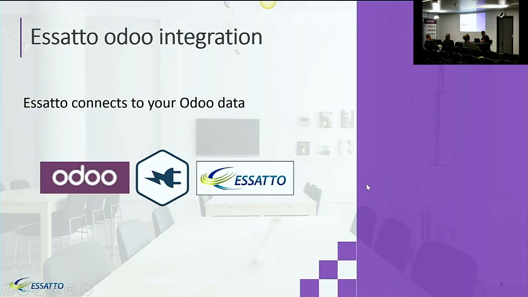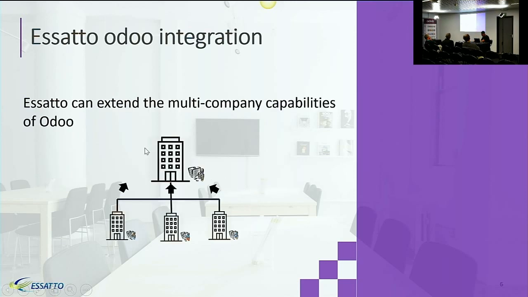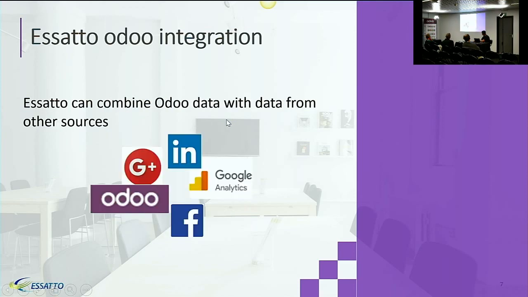So we have a pre-built connector to Odoo, and we've also pre-built all the structures that support the reporting into a BI tool like Power BI, for example, or the tools that come with Essatto. You can extend the multi-company capabilities of Odoo. You can combine it with data from other sources, so you can bring in your Odoo sales information, you can marry that up with your Google Analytics information, etc., to give you more meaningful KPIs.